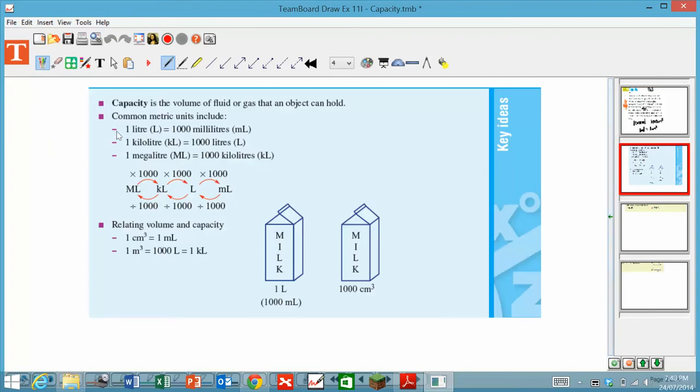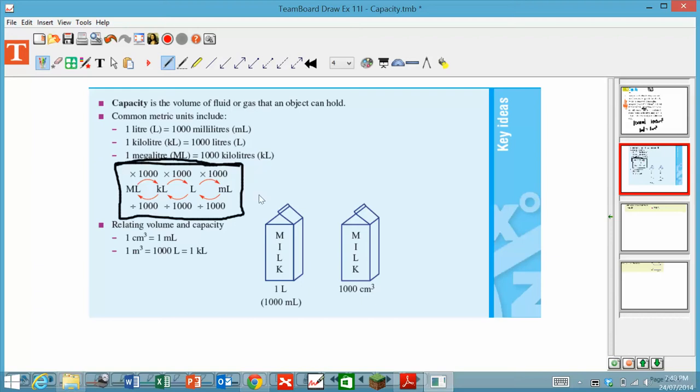The key ideas, and this is stuff you need to write down: capacity is the volume of fluid or gas that an object can hold. Common metric units include 1 litre, which is also 1,000 millilitres, 1 kilolitre, which is 1,000 litres, and 1 megalitre, which is 1,000 kilolitres. Know those conversions, and this needs to go into your books and onto your help sheet.